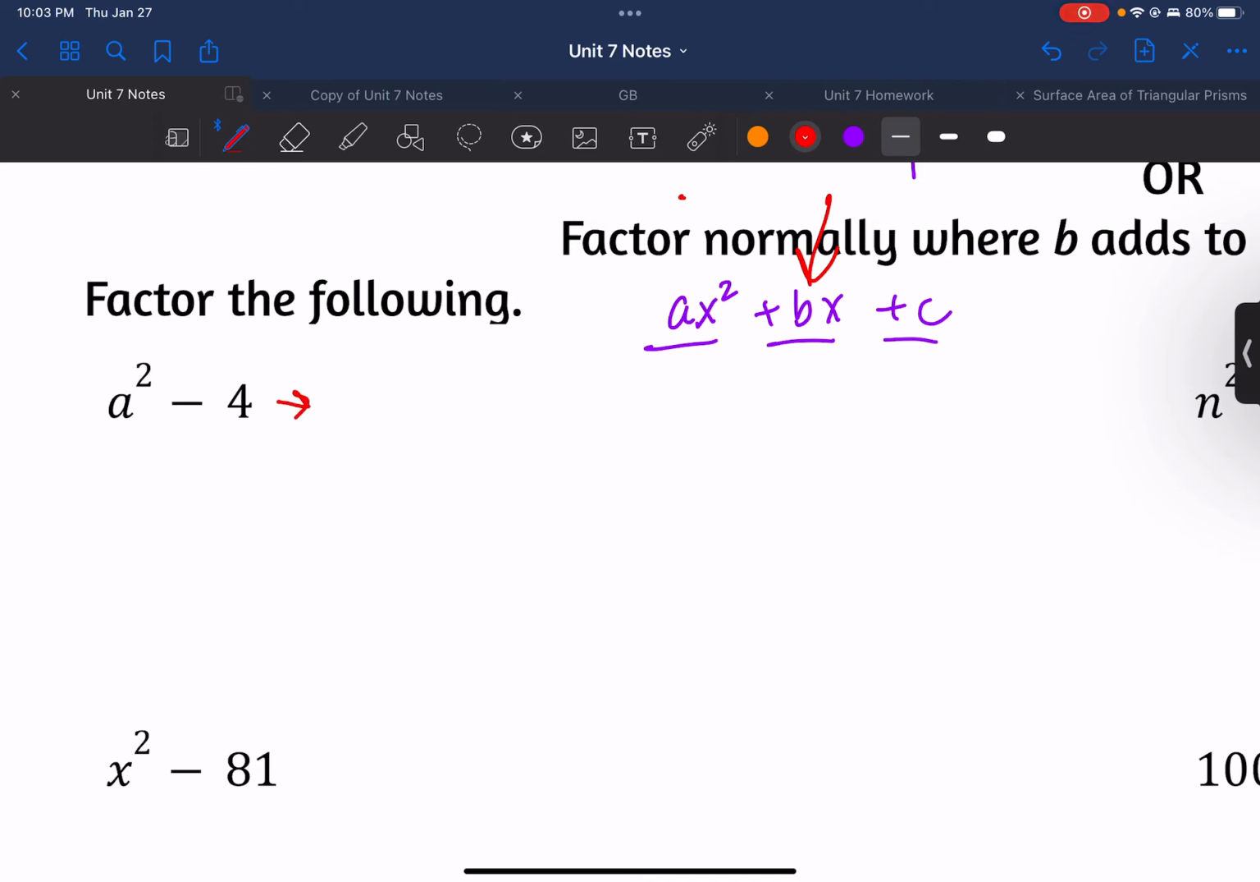So this here actually is A squared plus 0A minus 4. This is super important to do, so you see why in a minute. So A squared plus 0A minus 4. And the reason why I'm doing plus 0A is because I'm basically saying it's not there, but I'm putting it there for a reason.